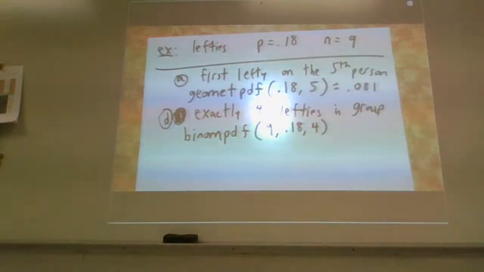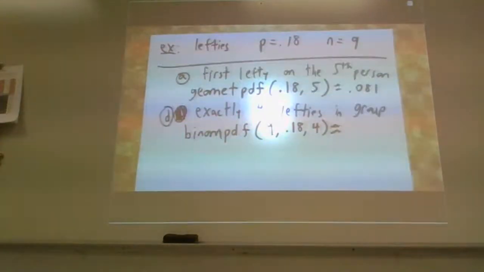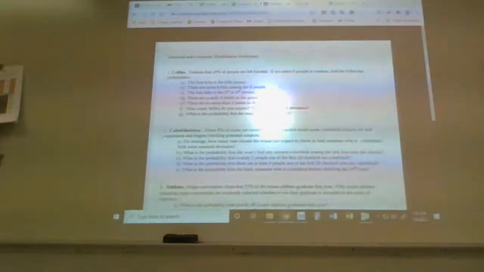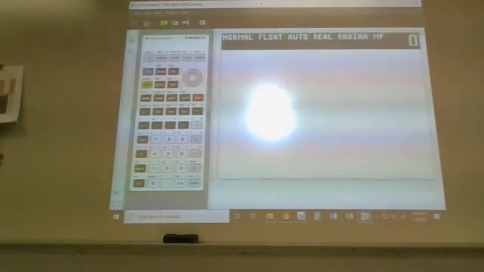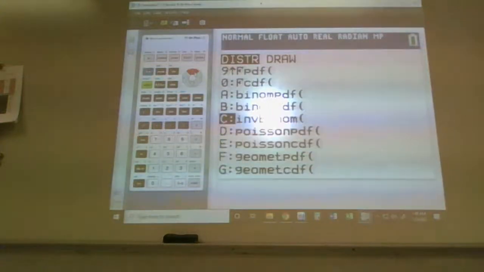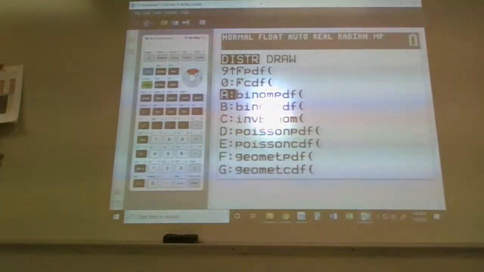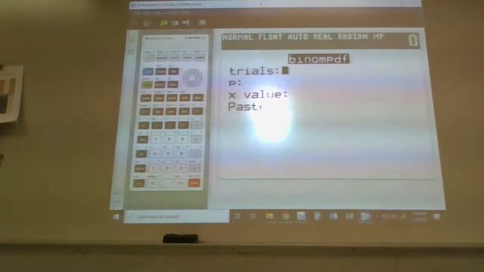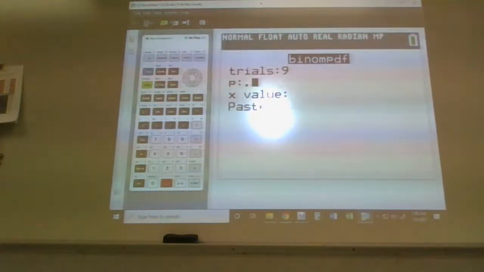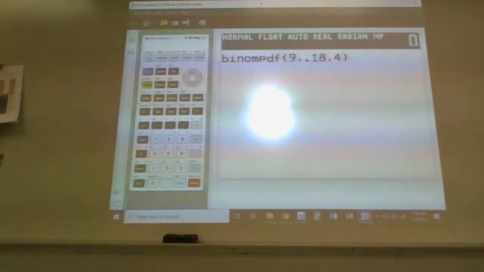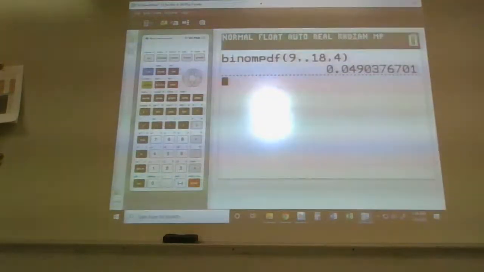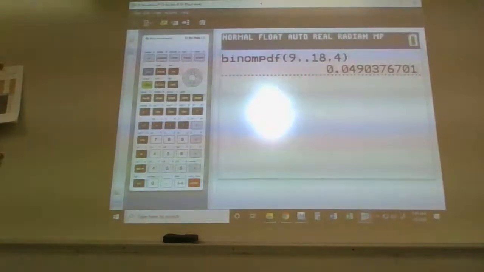9 being the number of trials, 0.18 being the probability of success, 4 being the number of successes that I need. If I go back to the calculator here, second bars, I'm PDF because I'm getting exactly that many successes. There are 9 trials, 18% chance of success, exactly that many successes. The answer should be approximately 0.049.